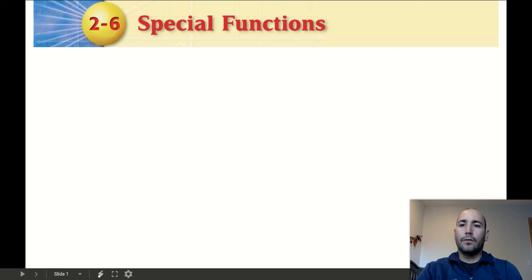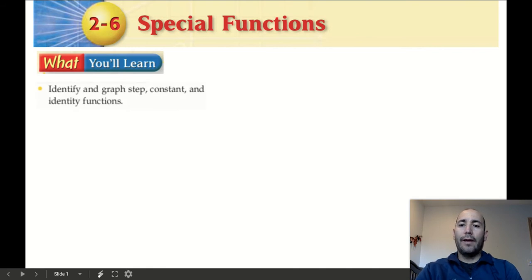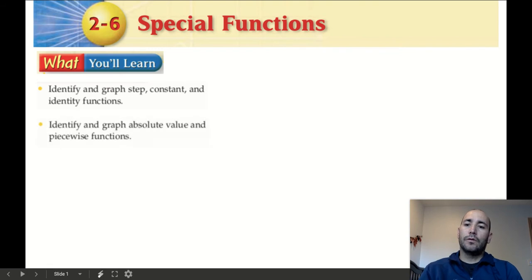All right, so we're working on chapter 2, lesson 6, special functions. What we're going to learn today is how to identify and graph step functions, constant functions, and identity functions. We're also going to learn how to identify and graph absolute value and piecewise functions.